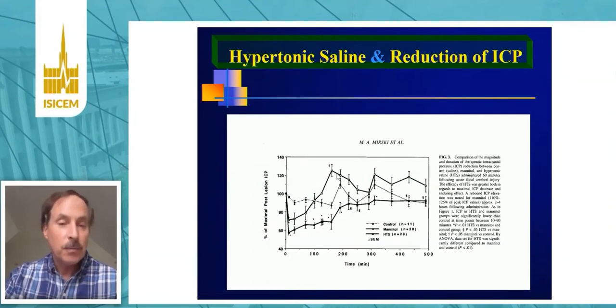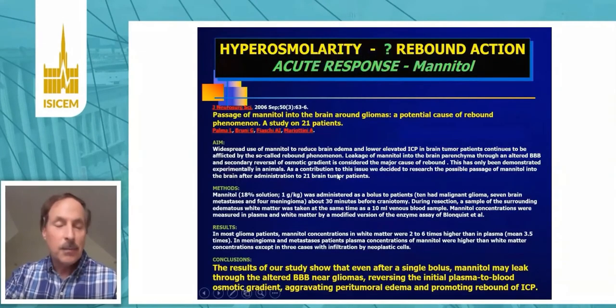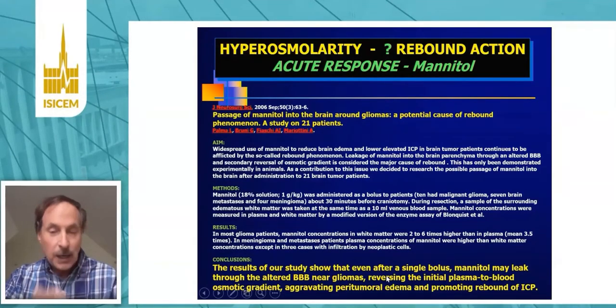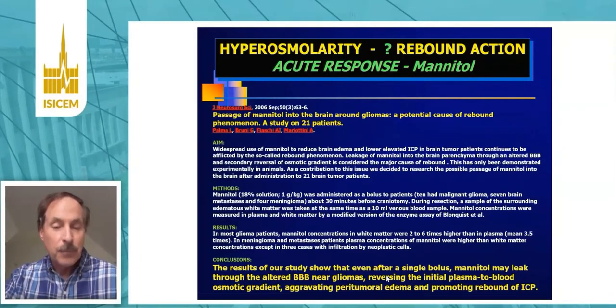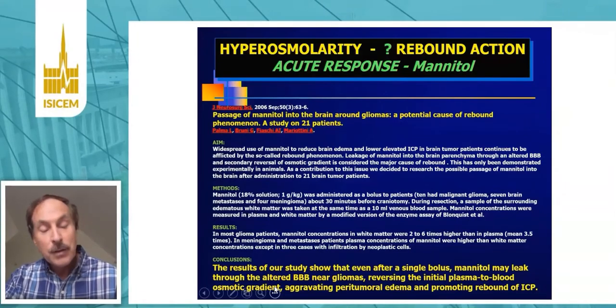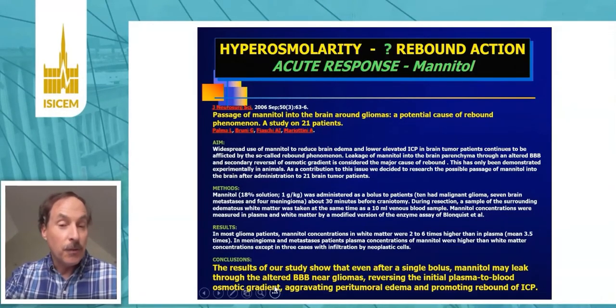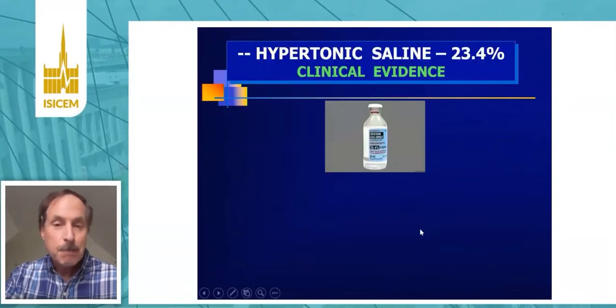So that is a sort of adverse potential effect of mannitol, which has been demonstrated both experimentally and in the clinical setting, which shows that even after a single bolus, mannitol may leak through the altered blood-brain barrier near gliomas or in areas such as stroke or trauma. And hence, since mannitol is then sequestered in brain, but is actively secreted from plasma as a non-metabolized sugar, there will come a time when the plasma-to-brain osmotic gradient will actually shift. And water will now tend to go into brain because mannitol is still there and it's not in plasma. Thus, it may aggravate edema and promote rebound ICP.